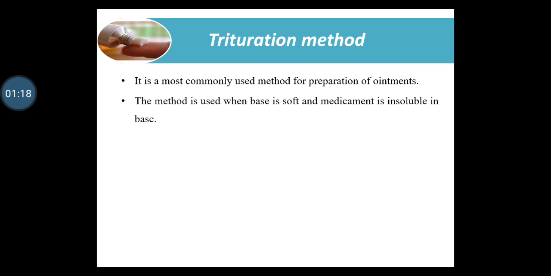Now, to get a uniform ointment, some steps we have to follow. Firstly, we finely powder the solid medicaments, means drug. Solid medicaments are drugs. Then weigh the required quantity of ointment base. Already you know how the base is prepared. Then weigh the required amount of ointment base. Triturate the solid medicament with a small amount of base on an ointment slab with the help of a stainless steel ointment spatula until a homogeneous product is formed.